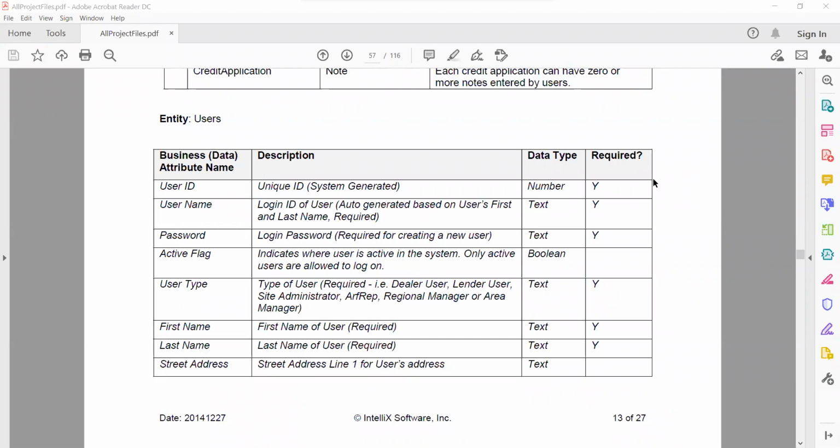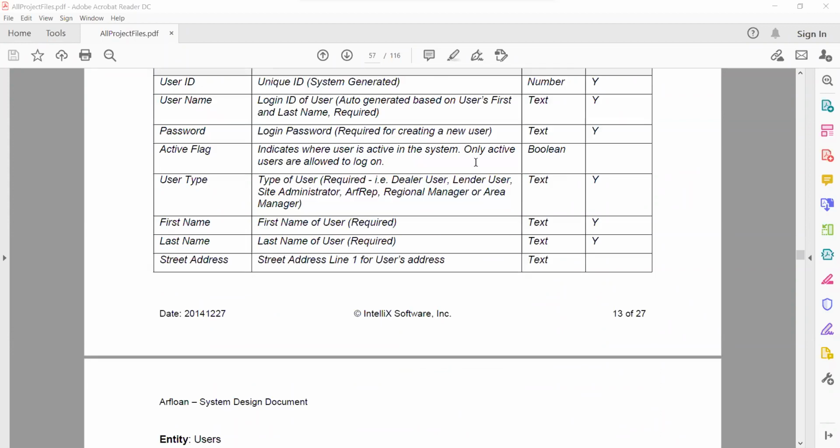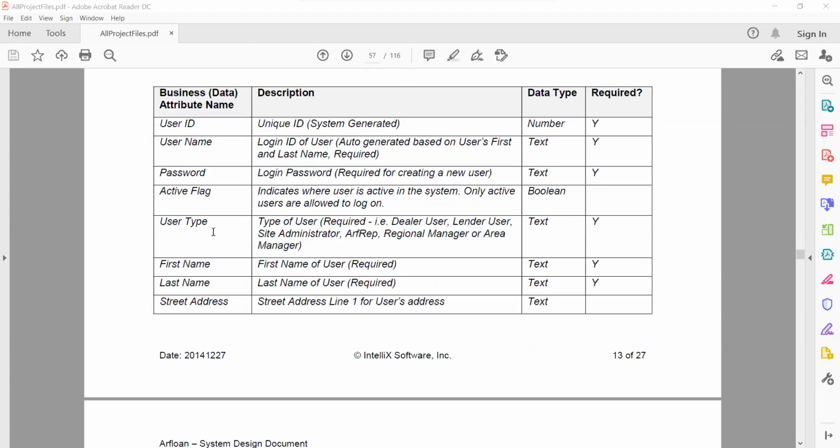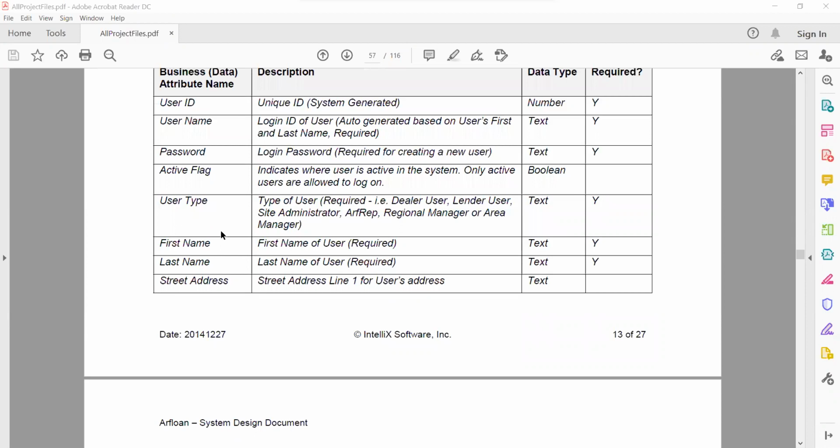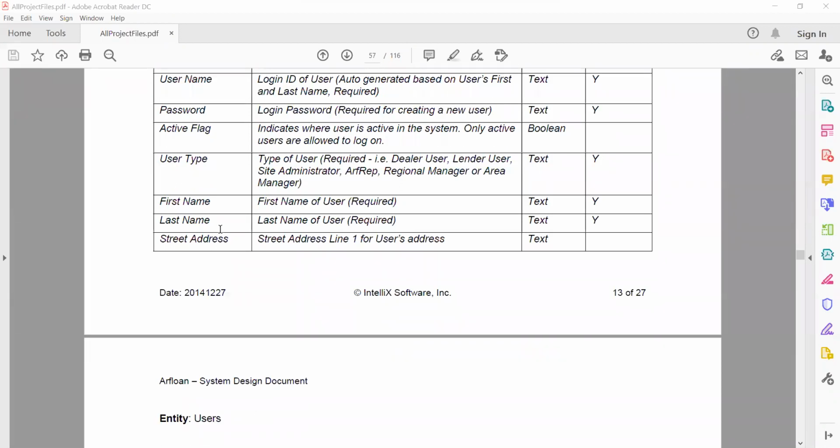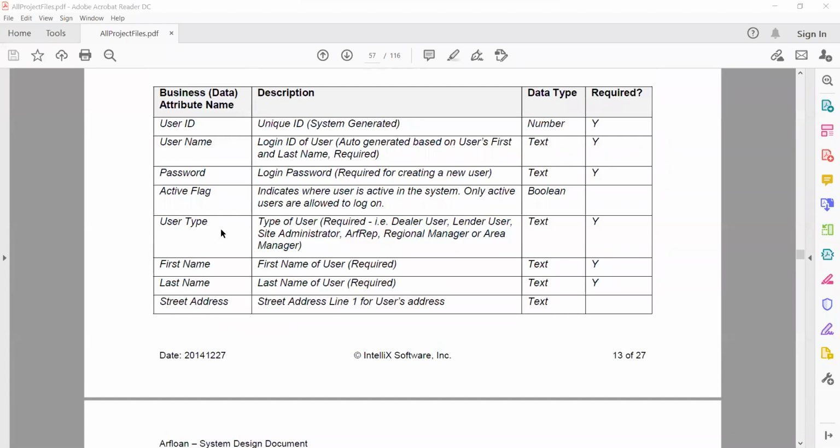And then you may have a different data type, right? For example, ID typically tends to be a number, versus your user type, which could be text, right? It could be a dealer user, a lender user, or an ARF rep user type. Same thing with people's names, which tend to be text. Versus if I put in a social security number, that's typically a number, but it's a 9-digit number, so a lot of times it may be represented as a text number.